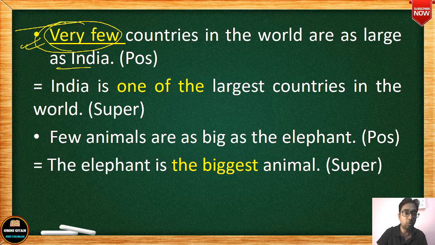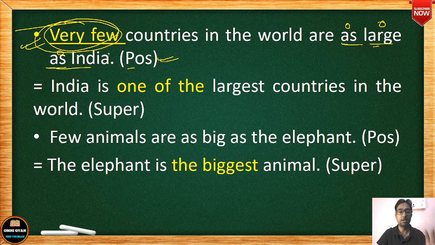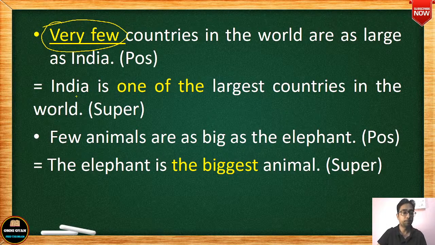तो जब आपको very few word दिखा and it is in positive degree because as degree as, this is the signature mark of positive degree. जब भी आपको as degree as दिखाई दे, आप समझ जाना it is in positive degree. Okay, so whenever you see as degree as, you understand it is in positive degree only. तो because the word very few is there, इसलिए आपको क्या करना है? आपको India is one of the, you have to use.